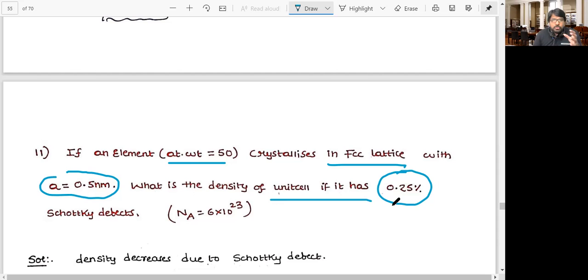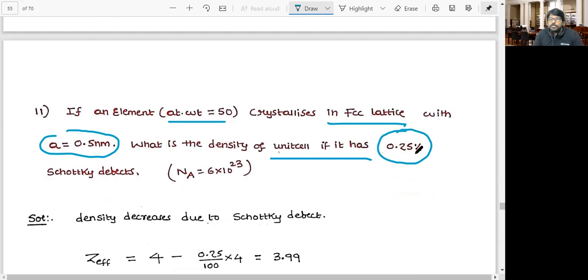That means due to the missing, what happened? Z effective will decrease. What is the Z effective you have to find? By using the Z effective after Schottky defect, you have to find the density. The volume of the unit cell remains the same. Atomic mass remains the same. Due to the missing of some atoms, the effective number of atoms decreases.